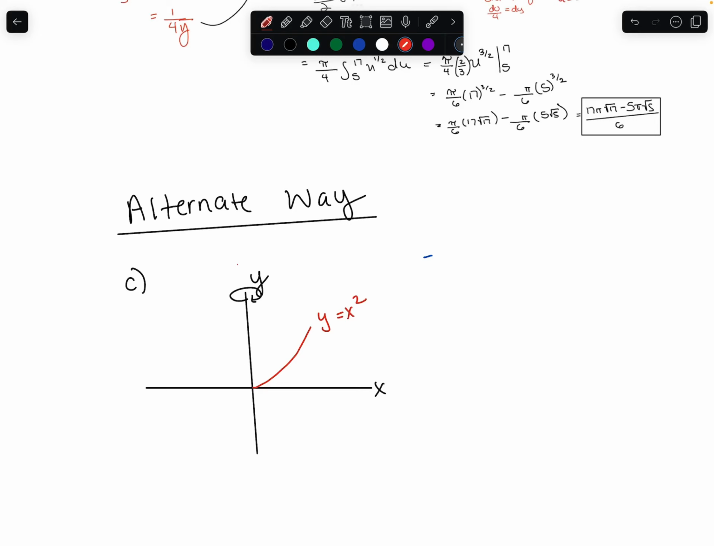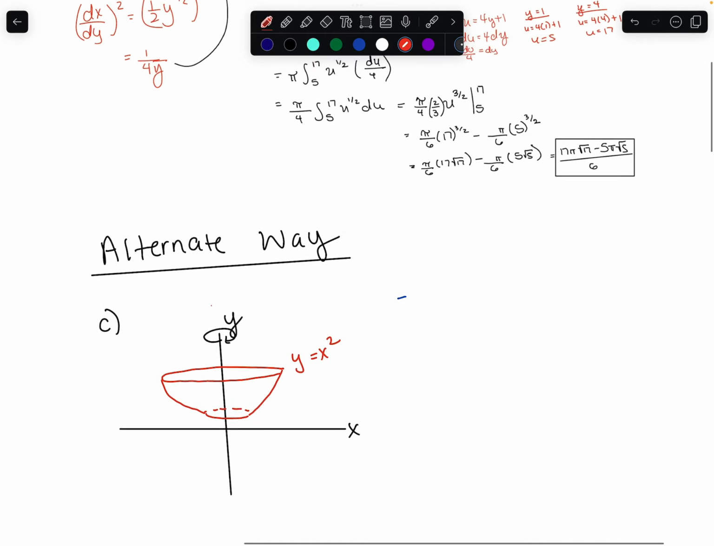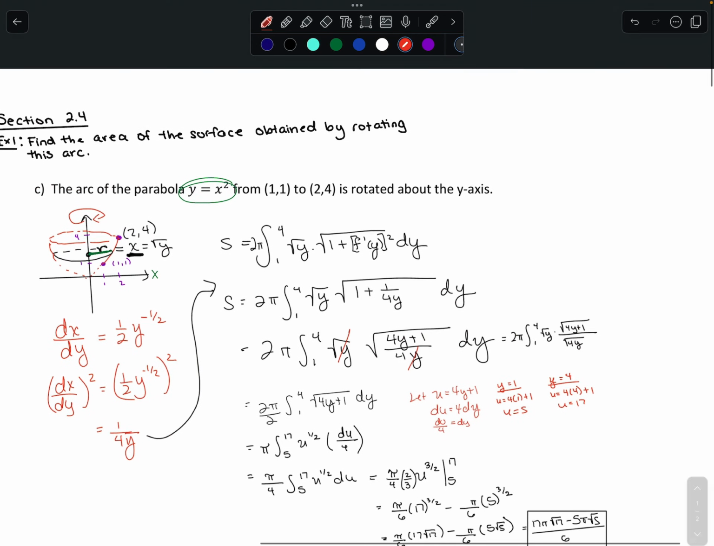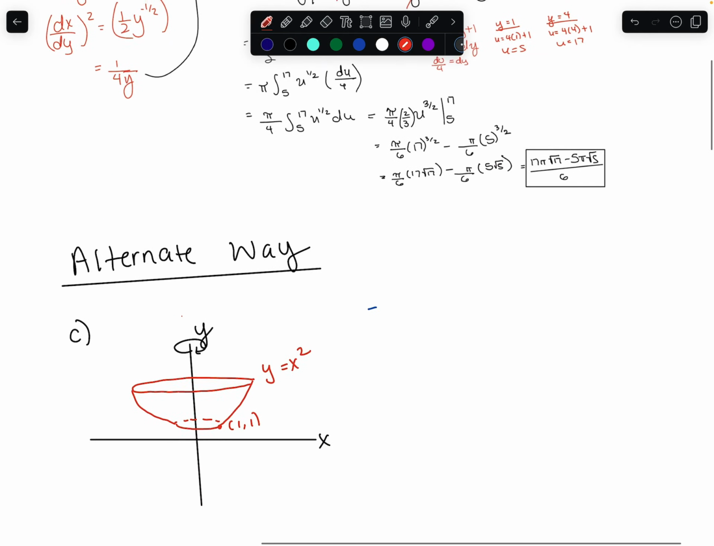And then we're creating this, and I believe it actually goes from here. It doesn't go all the way to the origin. It goes there. And the reason I know it doesn't go all the way to the origin is because they tell us that the arc of the parabola is rotated from 1, 1 to 2, 4.